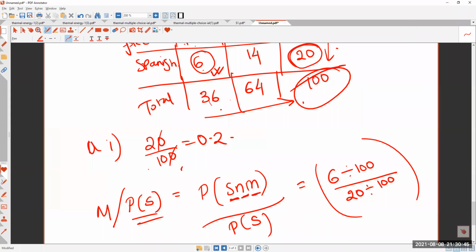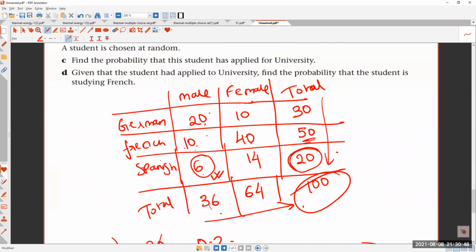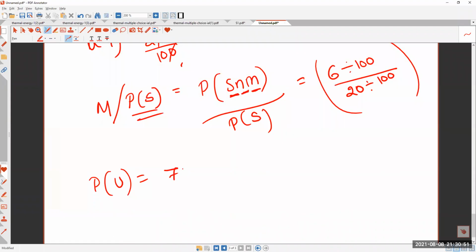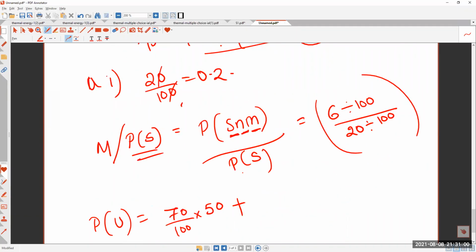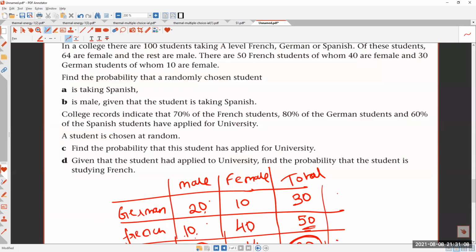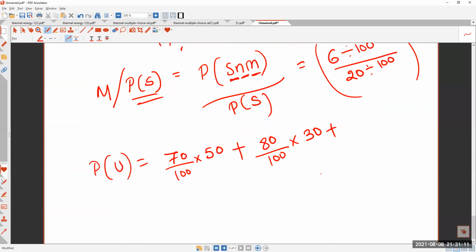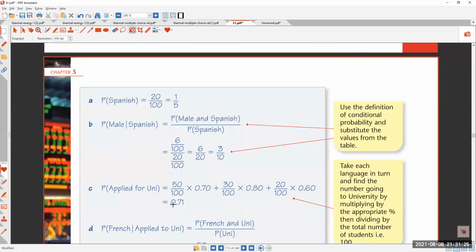70% of the French, 70 into 70 by 100 into 50. 70% of the French, total 50 জন আছে, plus 80% of the German, 30 জন আছে, plus 60% of the Spanish, 60 divided by 100 into 20. চেক করো কয়জন পাচ্ছো। Divide by 100 করো applied for university, সবগুলো করে ডিভাইড বাই 100 করো। 0.71 probability.